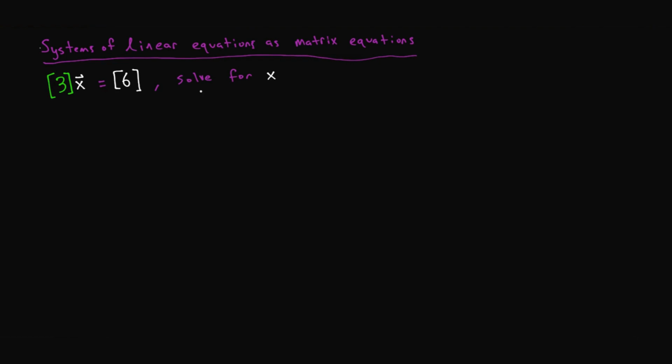And now I'll ask you the exact same question, but in a more complicated manner. Find the vector x such that 3x is equal to 6. And of course the answer is still just 2.